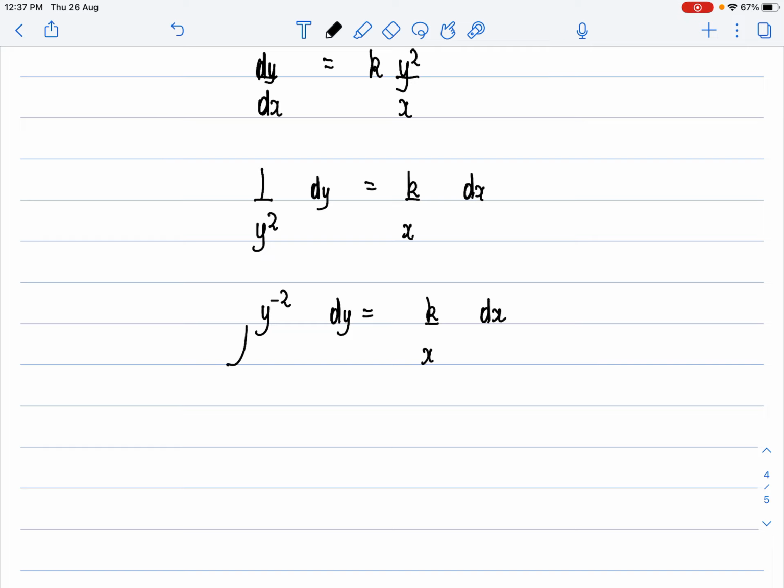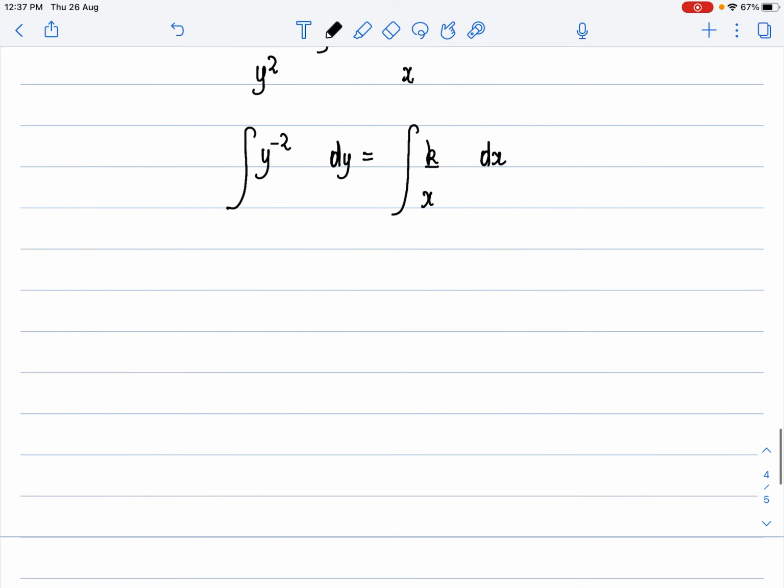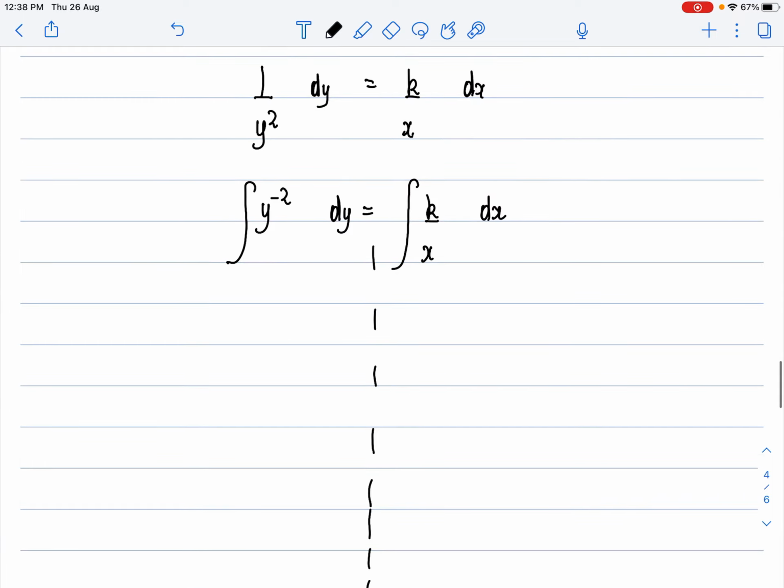Now I can simply integrate both sides. Correct? So I can simply make a line here. Now the integration of y raised to minus 2 is basically y raised to minus 2 plus 1, which is minus 1, divided by minus 2 plus 1, which is minus 1. So I can write this as minus 1 over y.